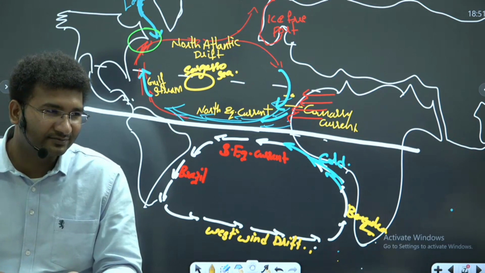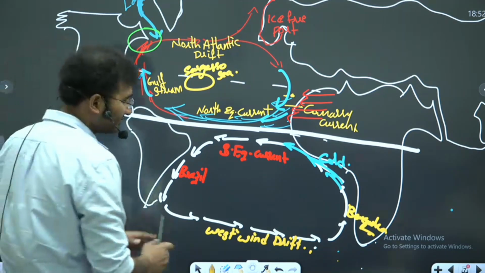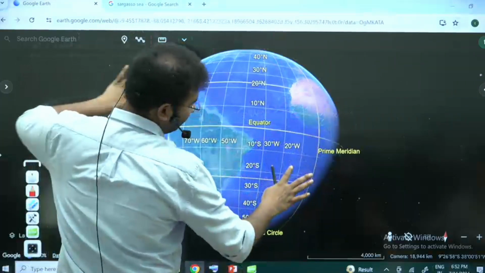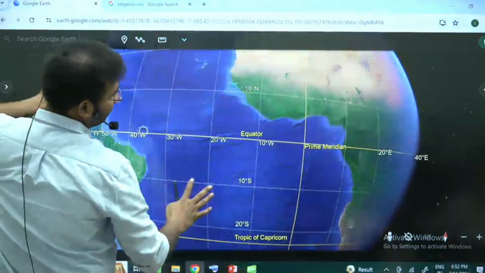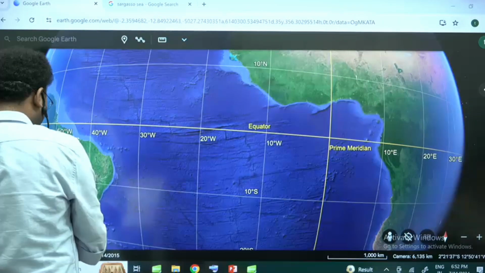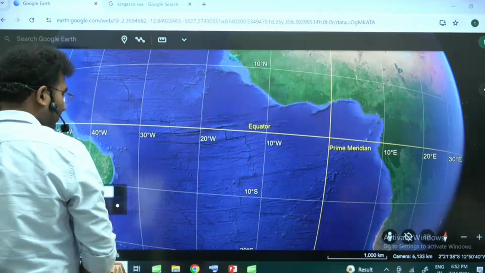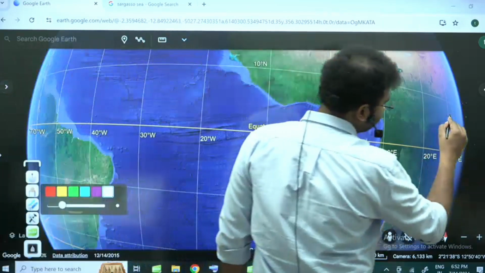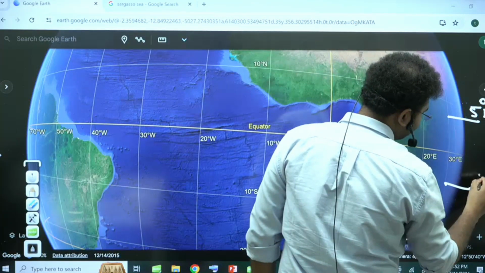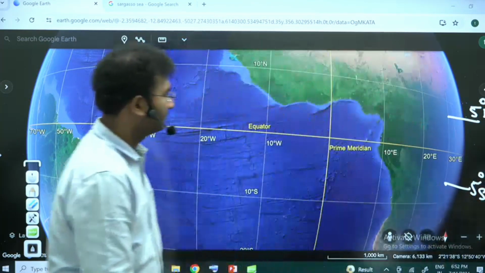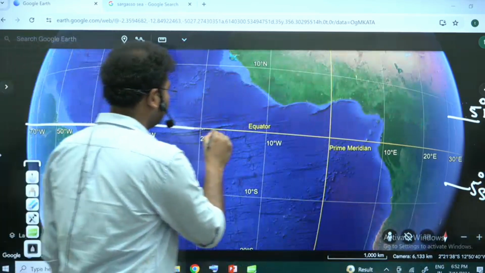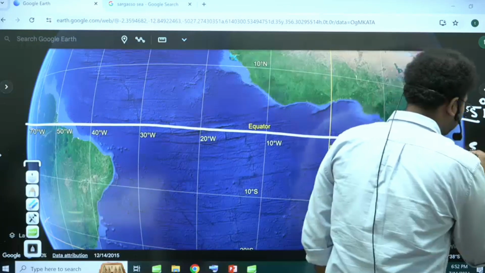Now, see here. Let's go to this part of the area. Especially, I'm going to now explain a concept called counter-equatorial current. See, these counter-equatorial currents are present 0 to 5 degrees north and south. Look here. Let's imagine this is 5 degrees north and this is 5 degrees south. Right? And this is your equator.